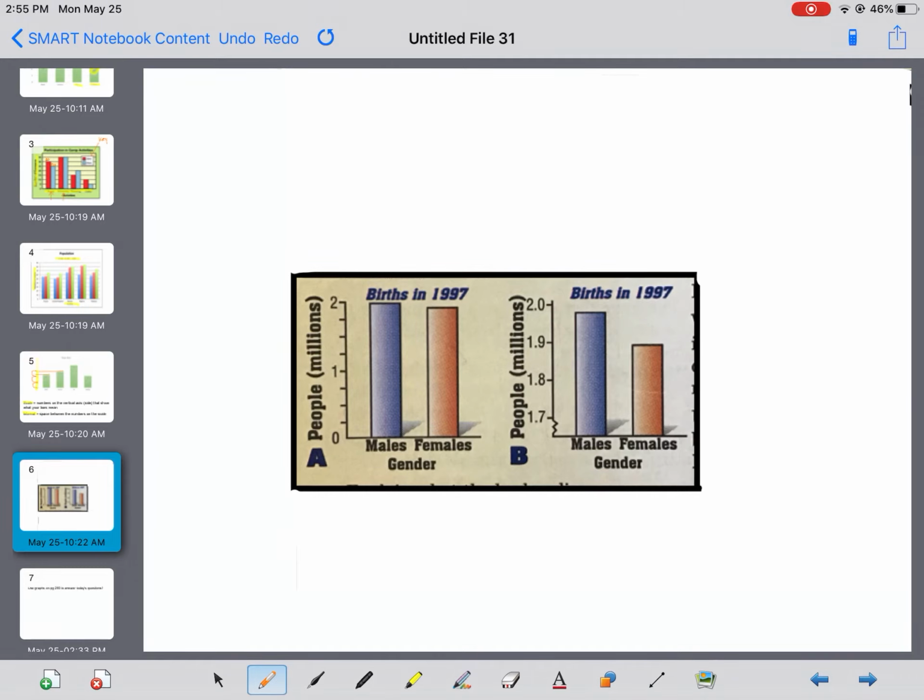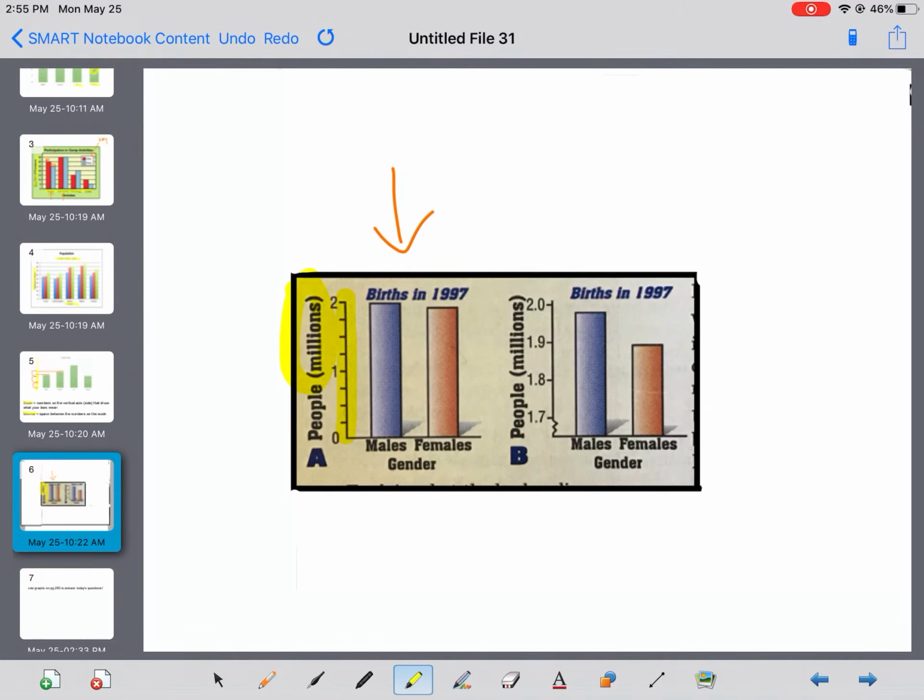And something that you will see in your textbook for sure today is that sometimes your data doesn't necessarily need to start down at 0. So we have here graph A and graph B. Let's start by looking at graph A. It's describing the births in 1997, and our scale on the side goes from 0 to 2 million. So people born in a certain place, I'm not exactly sure where, this graph didn't give us that information, in millions, it looks like about 2 million of them were male and then just under 2 million were female.